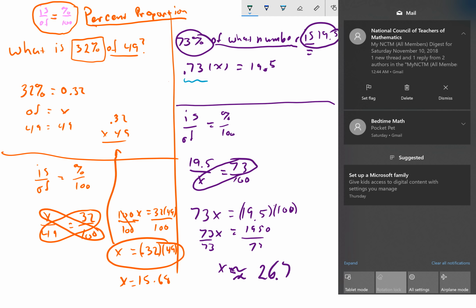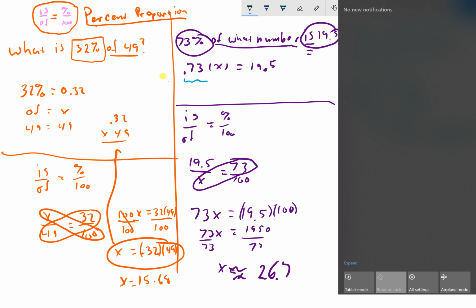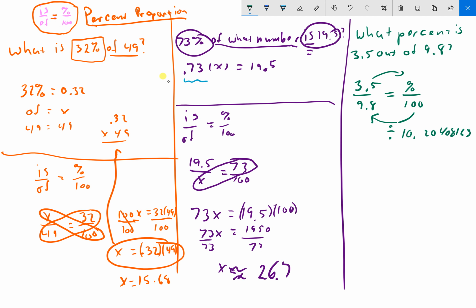So if I were to multiply 3.5 by that same number, 10.20, etc., using the answer key, I get 35.7%, approximately.